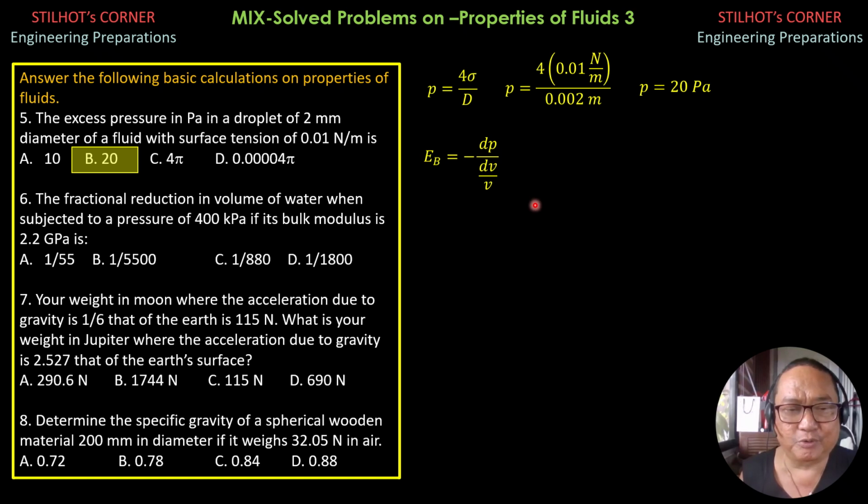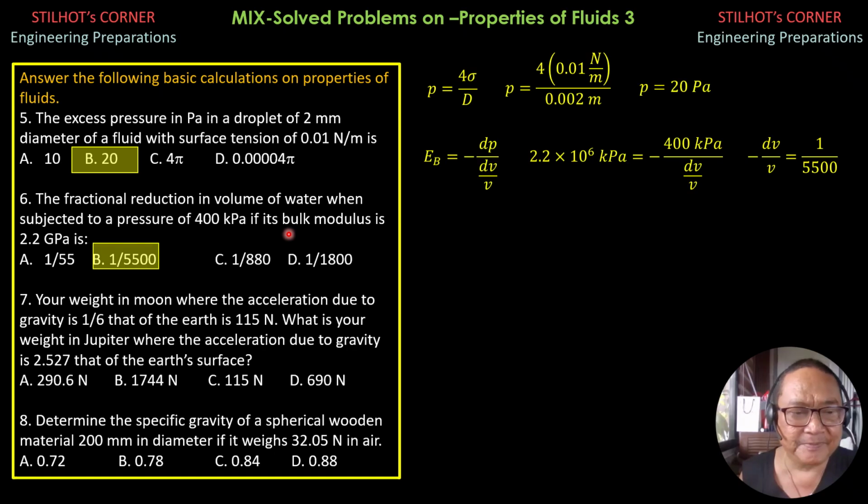Substitute 2.2 times 10 to the 6 kilopascals to be consistent equals negative 400 kilopascals. Cancel kilopascals. So negative dV over V is equal to 1 over 5,500. So it's letter B also.